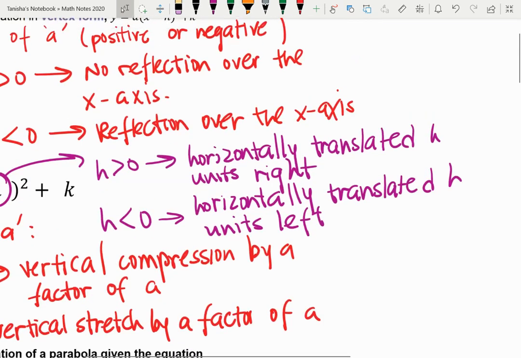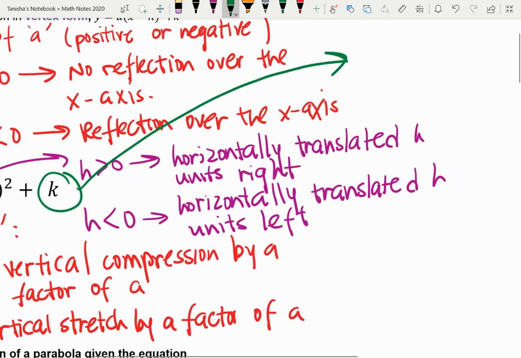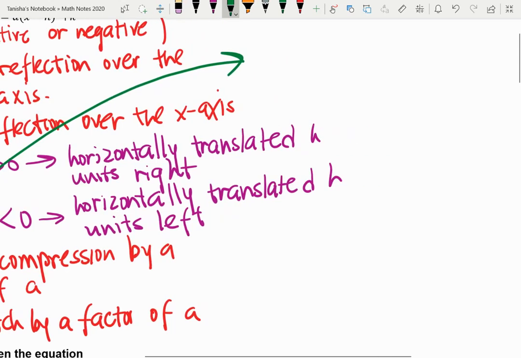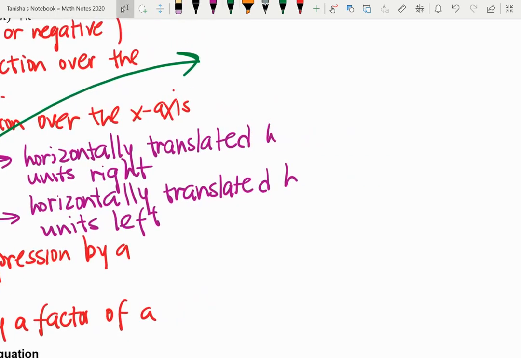Lastly, I'm probably going to have to write over some of this, but that's okay. Now for our k value. And we know that k changes our parabola by translating it up or down. So how do we describe that transformation?